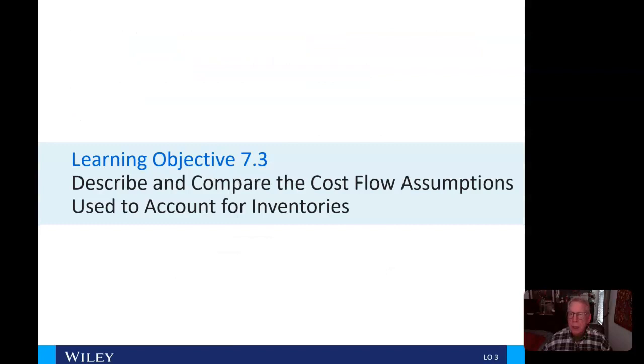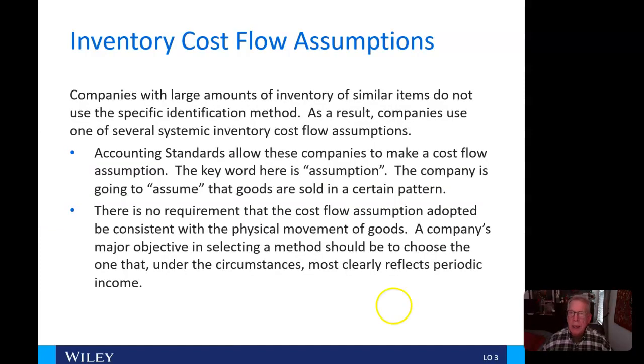Okay. Let's describe and compare the cost flow assumptions used to account for inventory. Here, companies with large amounts of inventory of similar items do not use the specific identification method. I have never used the specific identification method except when I used to sell diamonds to my friends. And then those were specifically identified. But as a result, the companies use one of several systematic inventory cost flow assumptions.